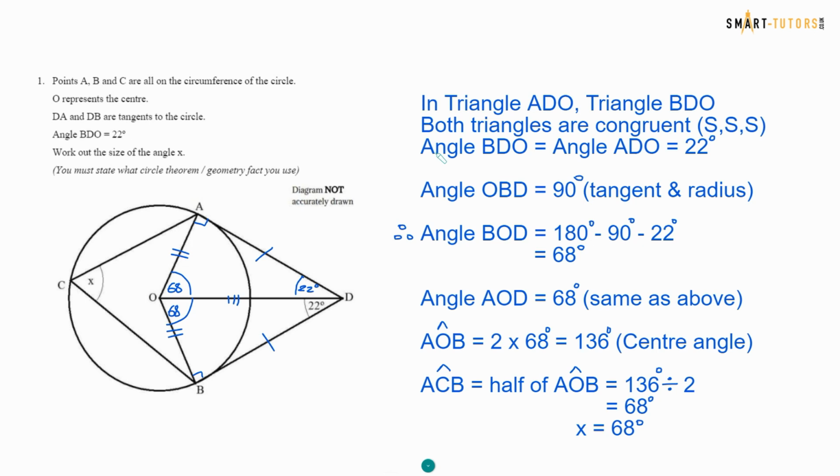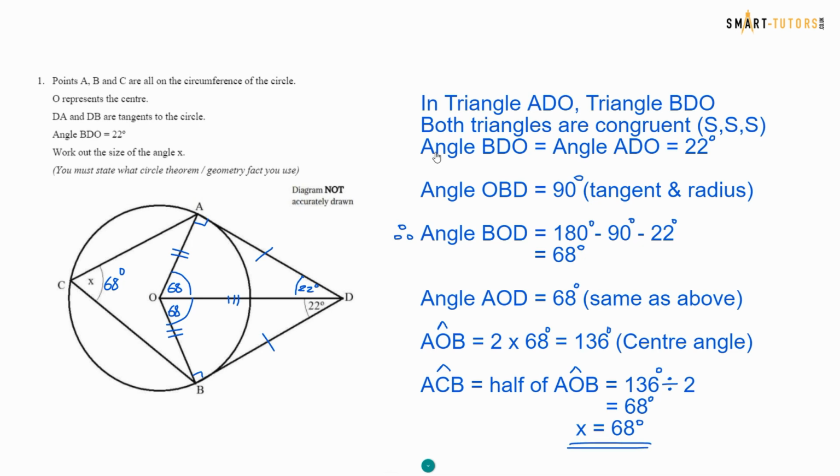ACB is half of the center angle. So ACB is half of 136, which is 68. So X automatically becomes 68 degrees because the center angle is double the circumference angle. The answer for X is 68 degrees.